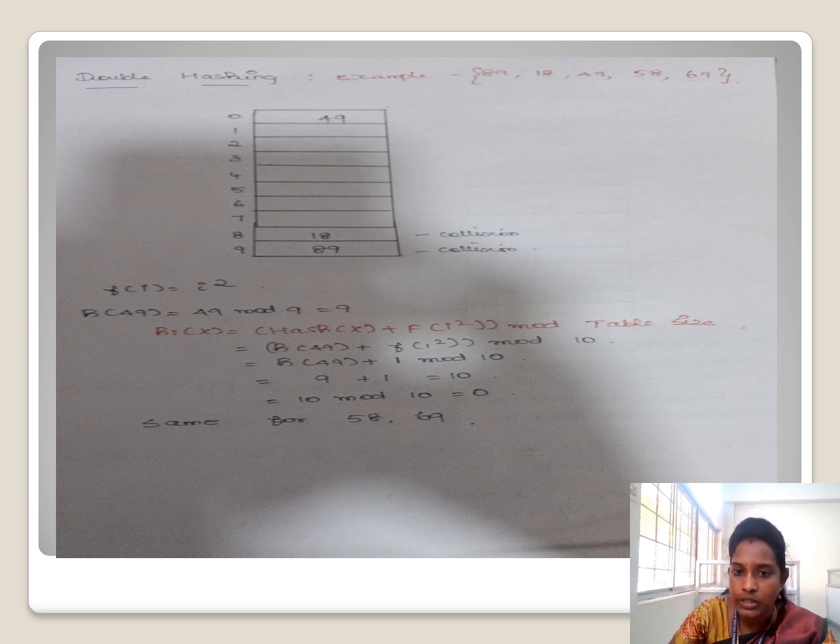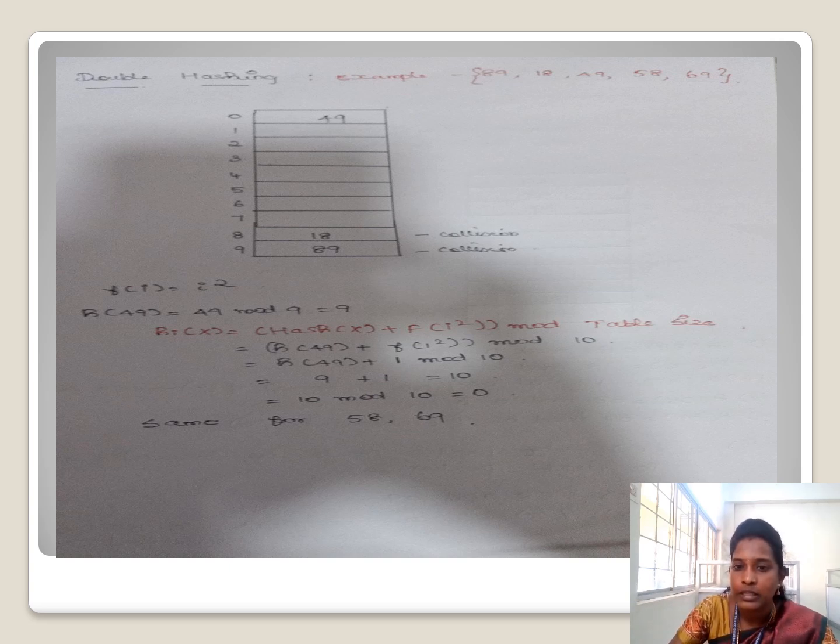Again if I want to insert 49, 49 has to be inserted in the 9th index. So the collision has occurred, and I was unable to insert 49 in the 9th location. So I am going for f(i), that is f(1) square. f(1) square is 1. So after the 9th location, next one step, 49.